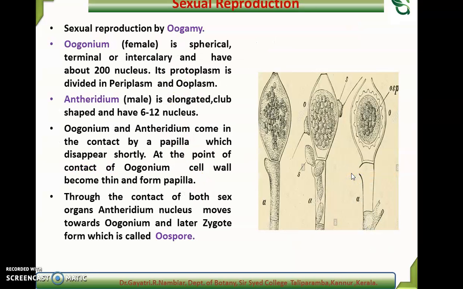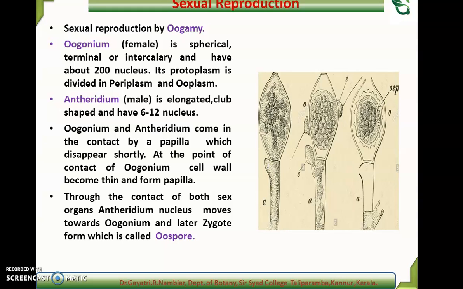Then moving to sexual reproduction. Sexual reproduction is by means of oogamy. The male sex organ is known as the antheridium, and the female one is known as the oogonium. This is the oogonium, and here this is the growing part of the antheridium, and they lie side by side.